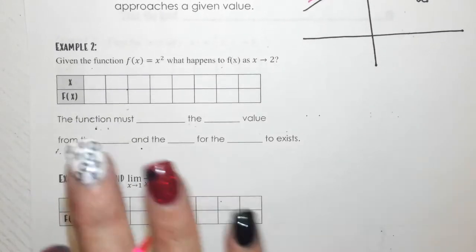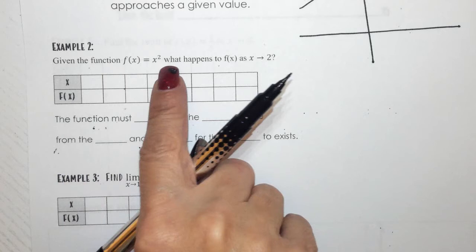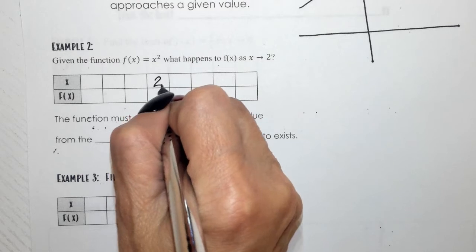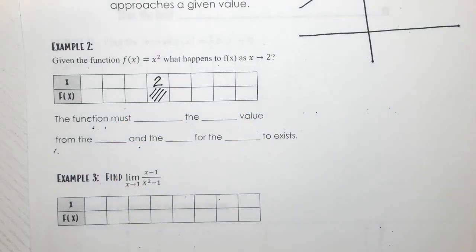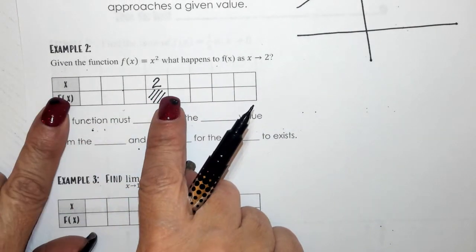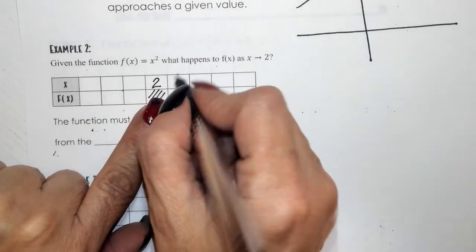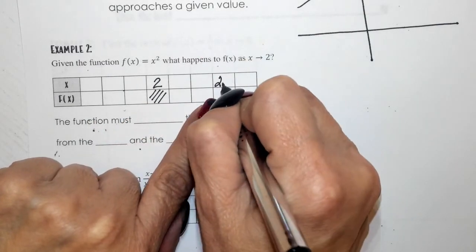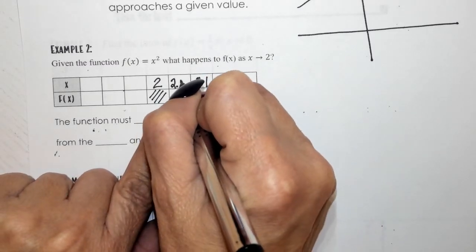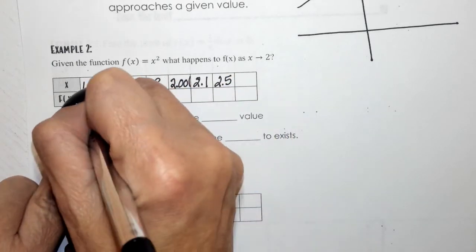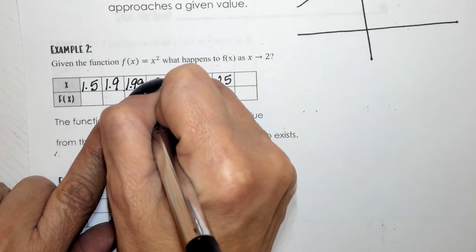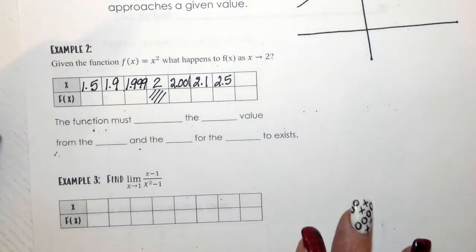Okay, so let's just take some examples. These are super easy ones to find. Given the function f of x equals x squared, what happens as x approaches 2? We're going to put 2 in the middle and block it off, because remember, we can't actually physically reach 2. We can just get really, really close. So we'll take some numbers on the right and some on the left. Let's do 2.5, then a little closer, 2.1, then 2.001. And then the other way: 1.5, 1.9, and 1.999.